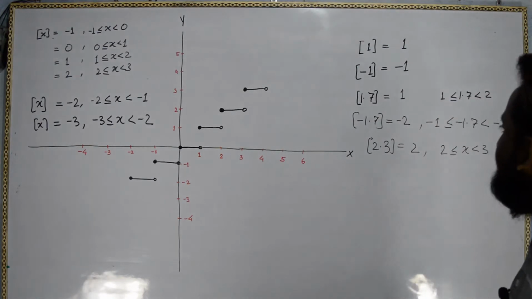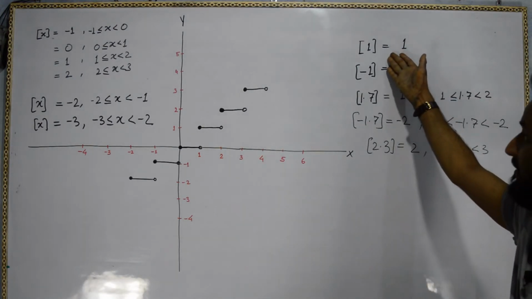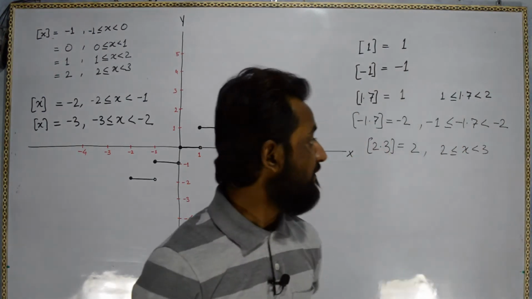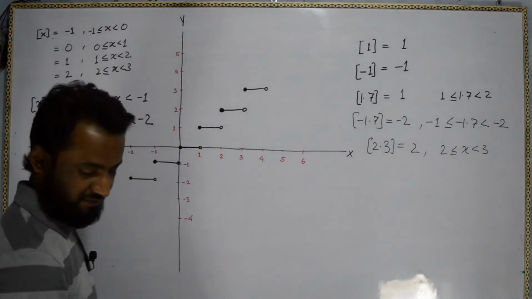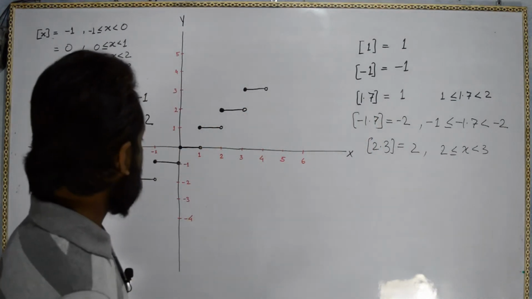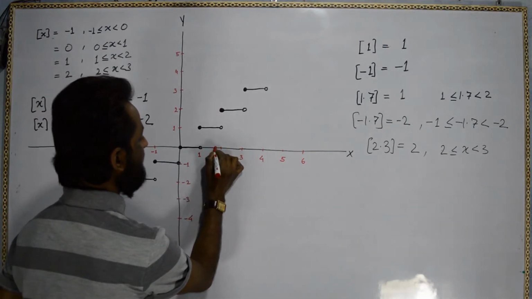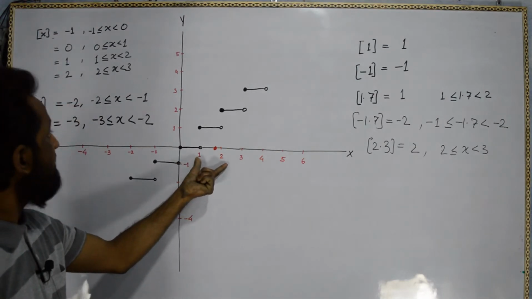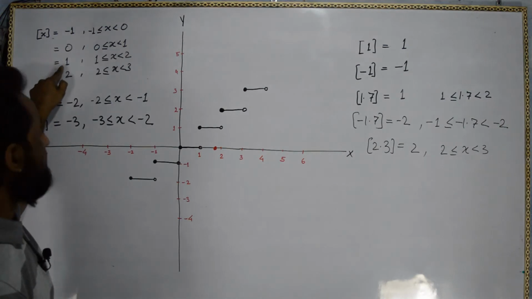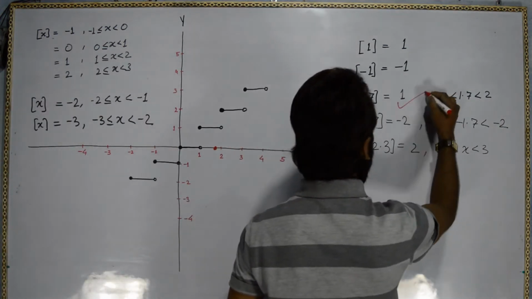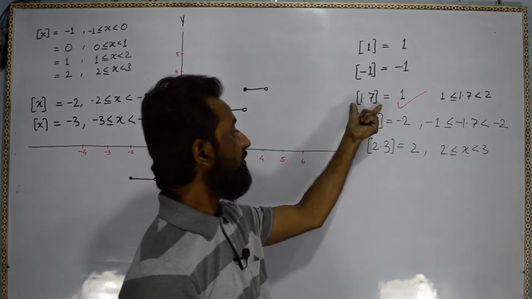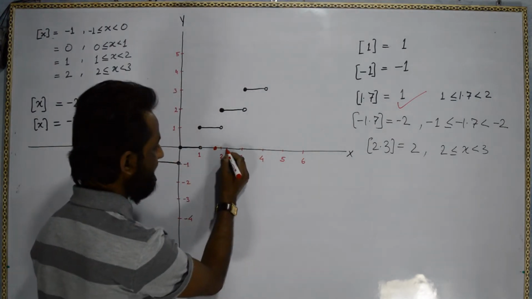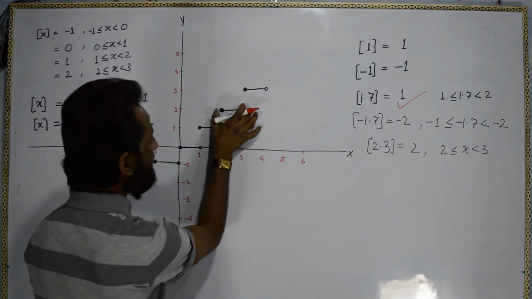See here some examples I have given. For 1 it is 1, for -1 it is -1, because these are exact values, so that is not an issue. But when it comes to 1.7, 1.7 is in between 1 and 2, somewhere here. So when the value of x is in between 1 to 2, the bracket x takes the value 1. So bracket 1.7 is equal to 1. In the same way 2.3 will be somewhere here, so 2.3 goes like this. See here.